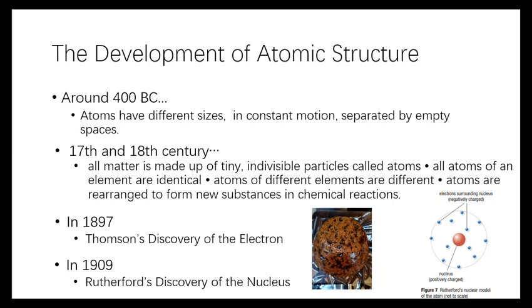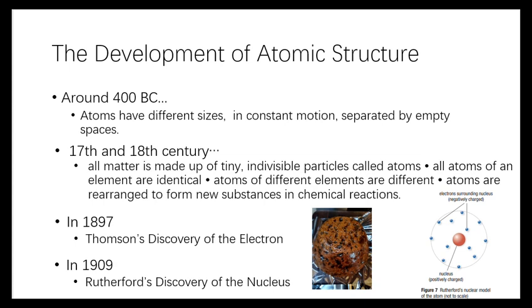Basically, around 400 BC, the early Greek philosophers argued that all matter could be subdivided into tiny, indivisible particles called atoms, which means cannot be cut or indivisible. And Democritus went even further. He stated that atoms have different sizes, are in constant motion, and are separated by empty spaces.